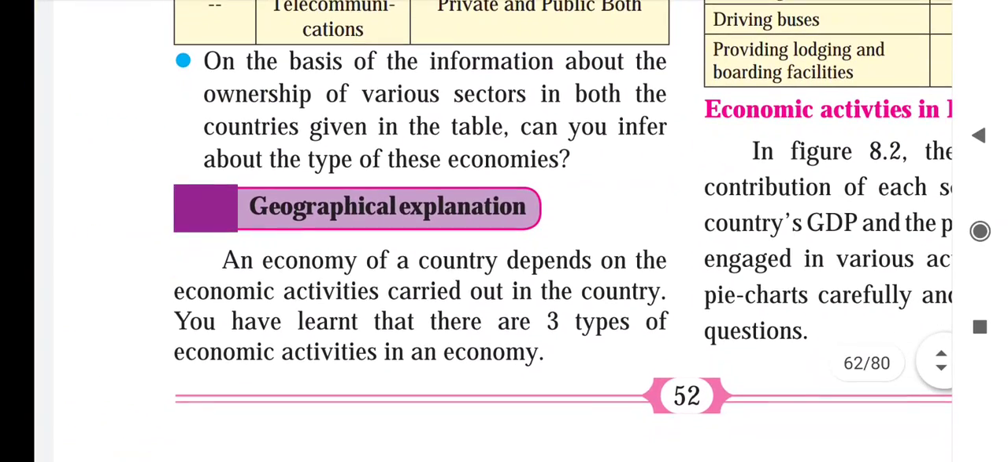See, geographical explanation. An economy of a country depends on the economic activities carried out in the country. So any country's economy depends on which type of activities are carried out in the country, means which occupations are more in that country. You have learned that there are three types of economic activities in an economy.